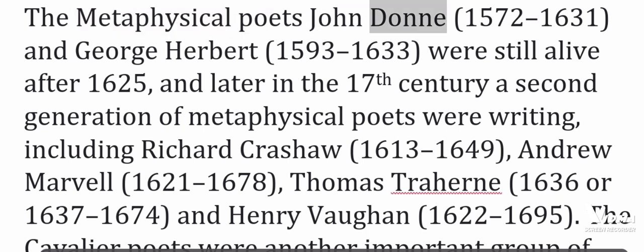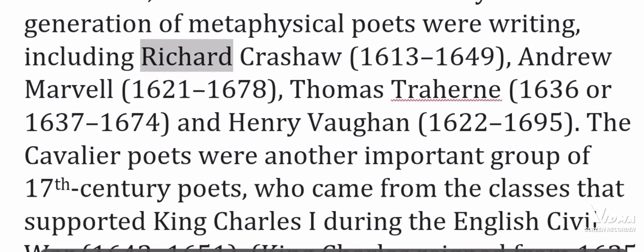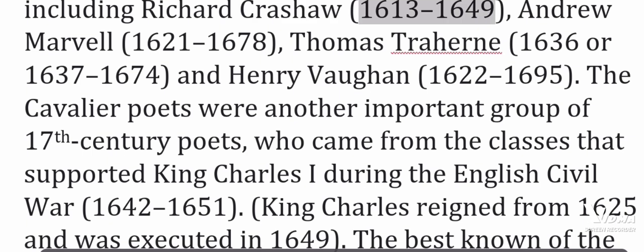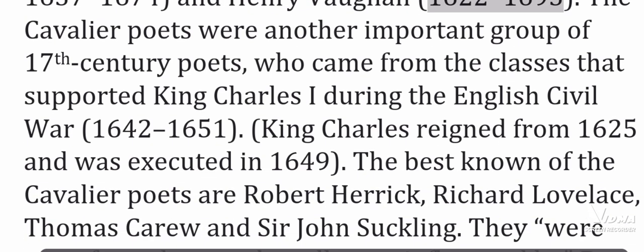Metaphysical poets John Donne, 1572 to 1631, and George Herbert, 1593 to 1633, were still alive after 1625, and later in the 17th century a second generation of metaphysical poets were writing, including Richard Crashaw, 1613 to 1649, Andrew Marvell, 1621 to 1678, Thomas Traherne, 1636 or 1637 to 1674, and Henry Vaughan, 1622 to 1695.